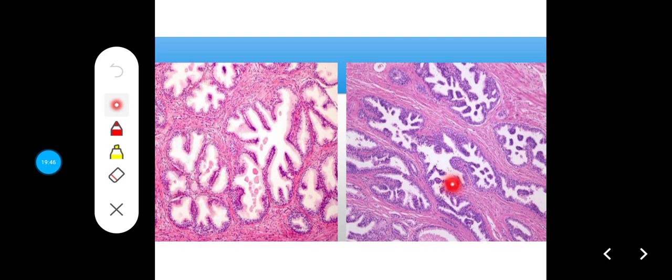So you can also appreciate here serrated margins for the glandular part. Can you appreciate that? And then abundant fibromuscular stroma. Can you appreciate that? So the slide of the prostate is easy to identify.